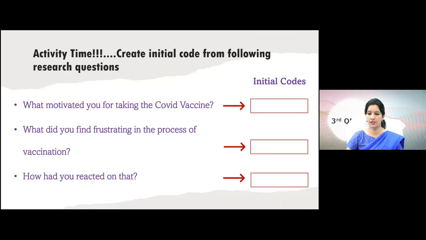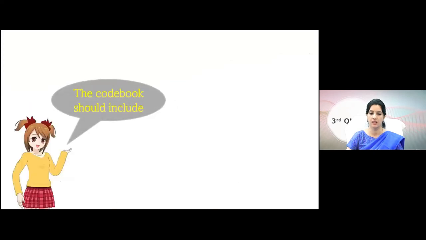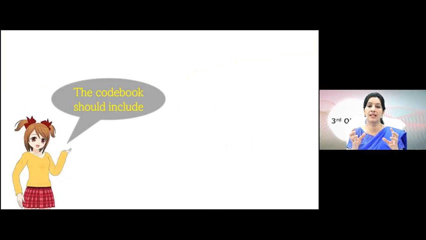So yes, those are initial codes. I will also code it maybe like motivators or motivation. The second may be barrier, and then how they reacted as reactions. Now your code book. The list of codes which you form is known as the code book. And in QDA Miner Lite, you have a code window, so you have the whole list of codes in that code window. That aggregation of codes is known as the code book.